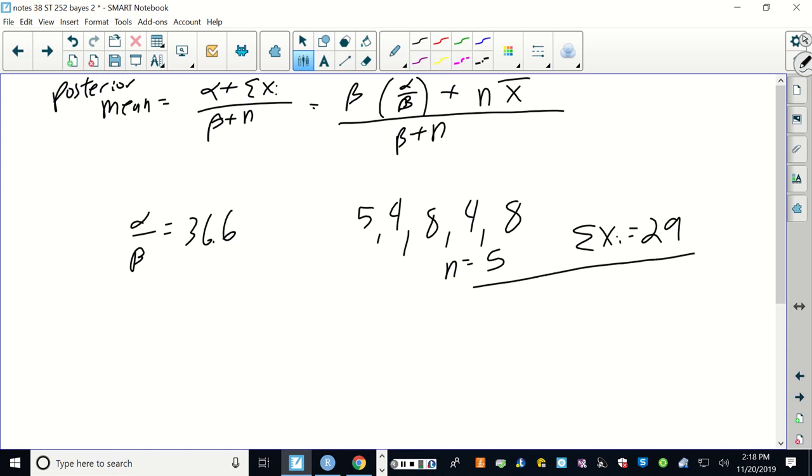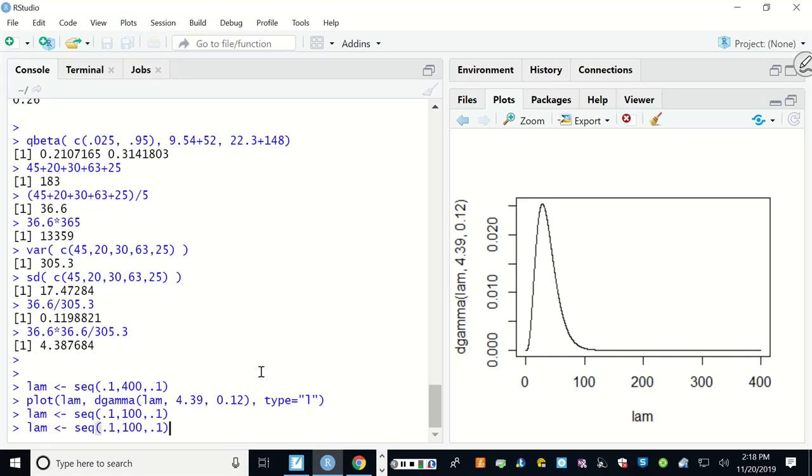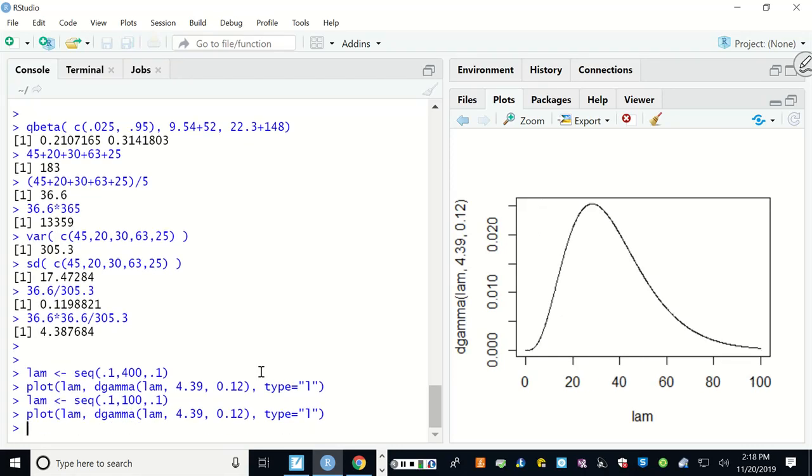All right, so if we put those things in there, this was our prior. We probably don't need to go up that high, so I'm going to set lambda down here to about 100. This is the prior, and I focused in on that 100. Now we had the sum was 29, and then this was 5. So this is going to go higher. As you crunch it in, the height has to go higher because the area has to stay 1.